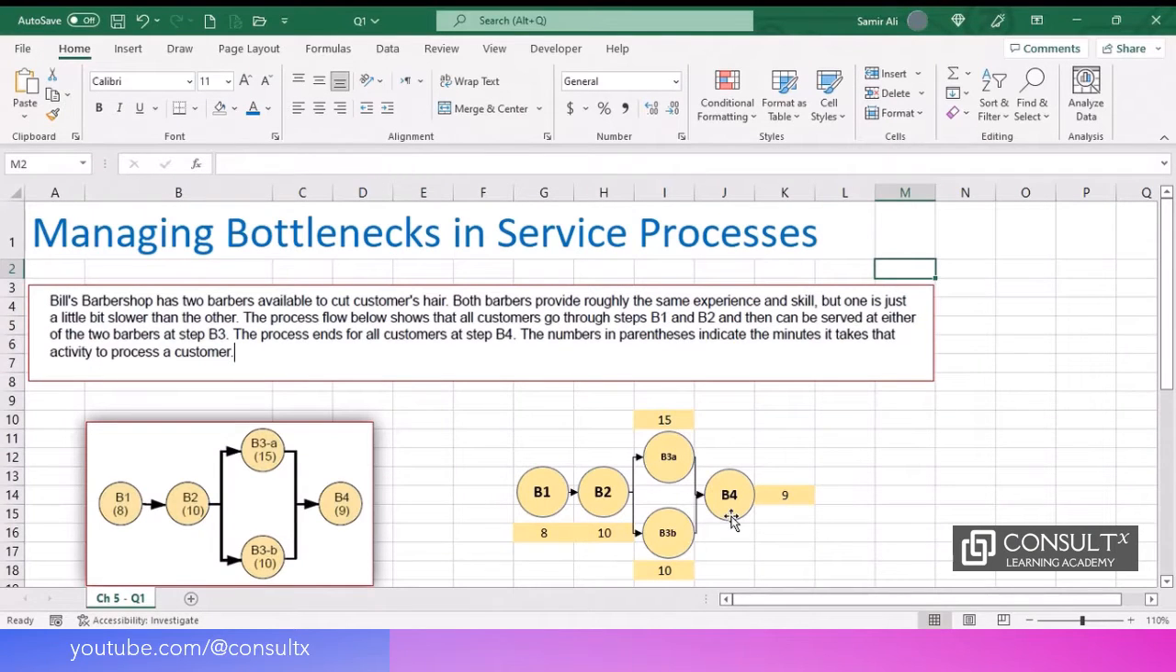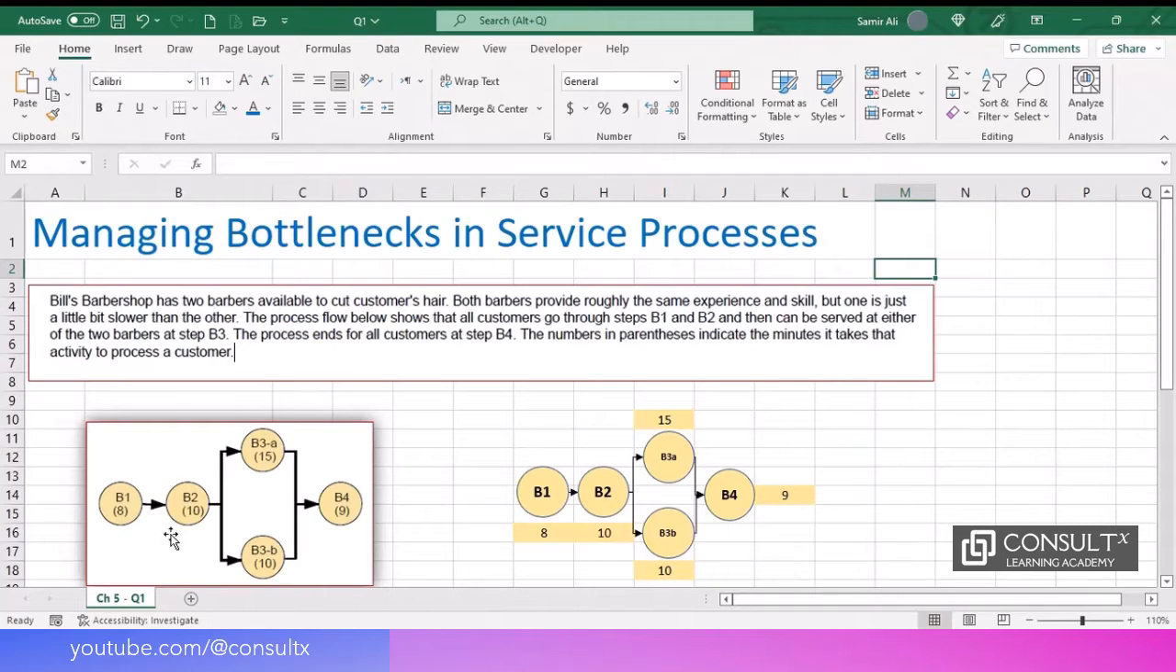Managing bottlenecks in service processes. Bill's Barbershop has two barbers available to cut customers here. Both barbers provide roughly the same experience and skill, but one is just a bit slower than the other. The process below shows that all customers go through steps B1 and B2.